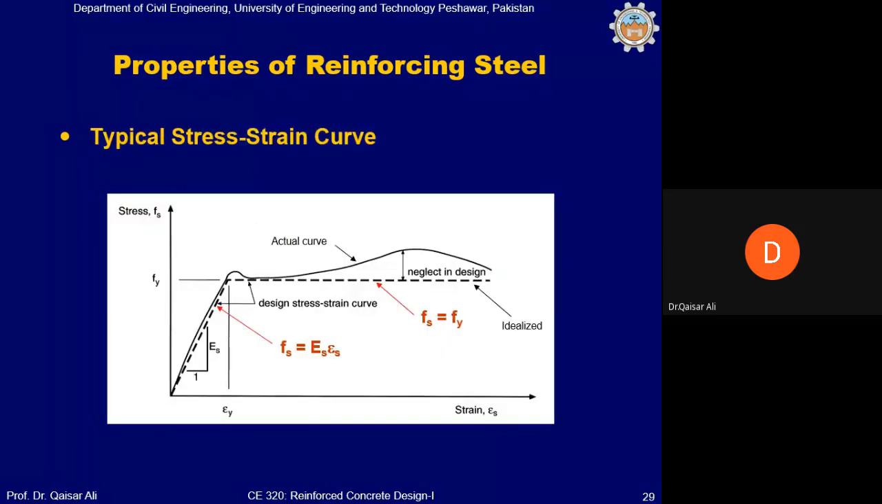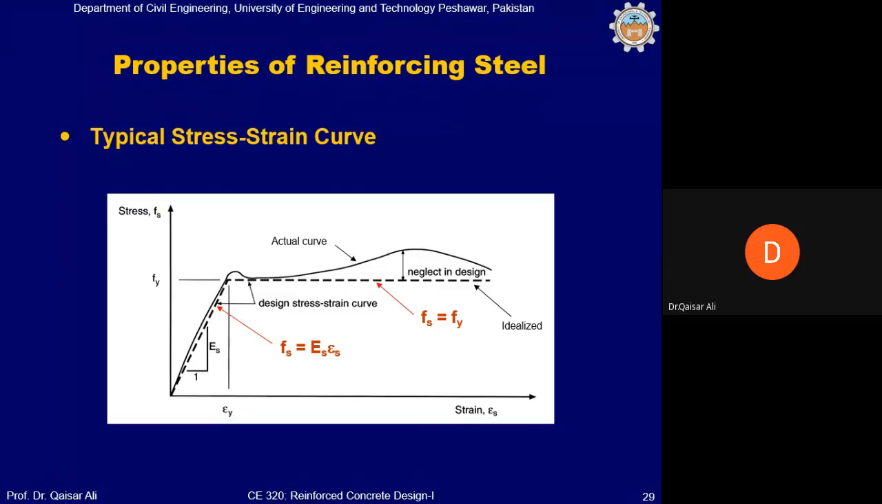This is a typical stress strain curve for steel. I will not go into the detail of this stress strain curve because I hope you have studied this several times in your different subjects. The solid line basically shows the actual stress strain curve of steel, which you can plot from a pull test on a steel bar. You can draw and plot this curve. The solid lines show the actual curve, and the dotted lines show the idealized curve.